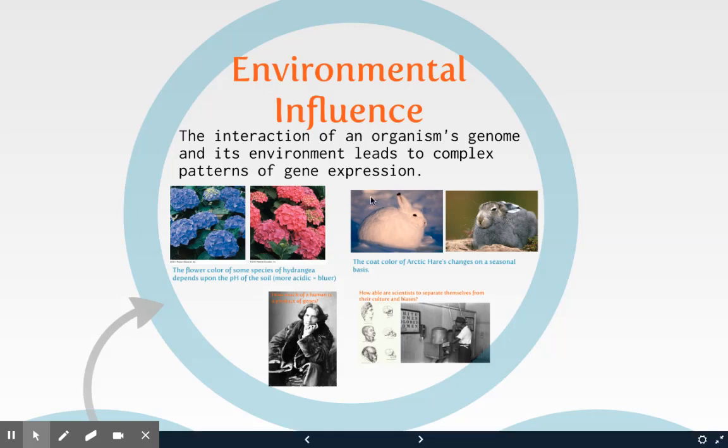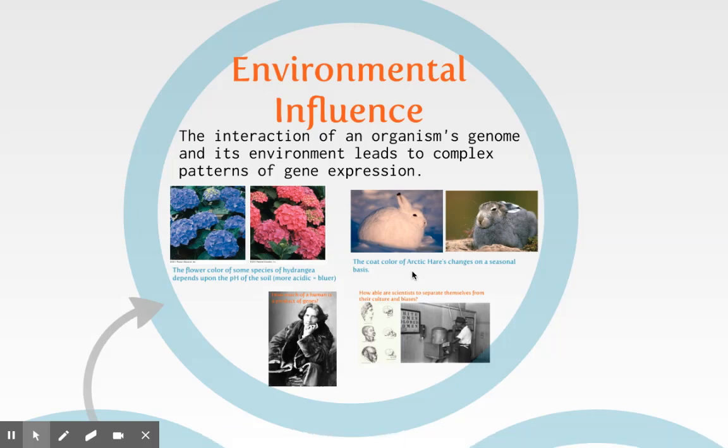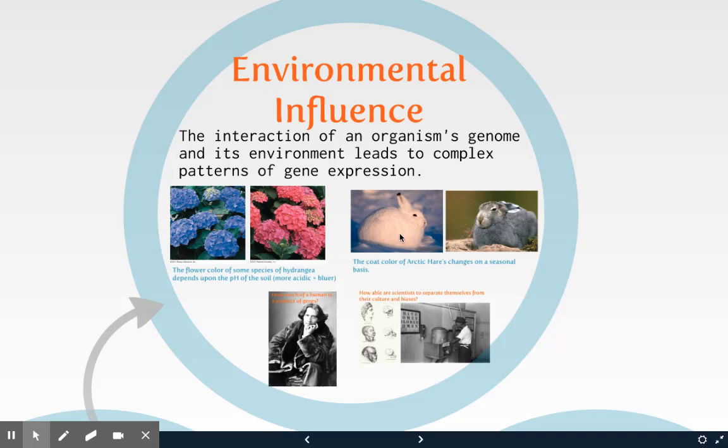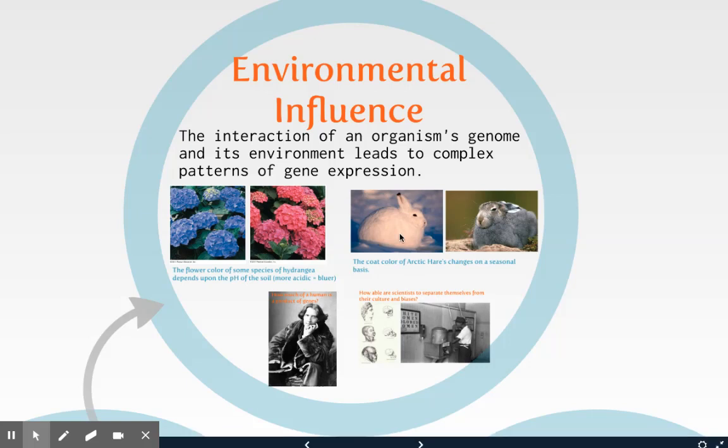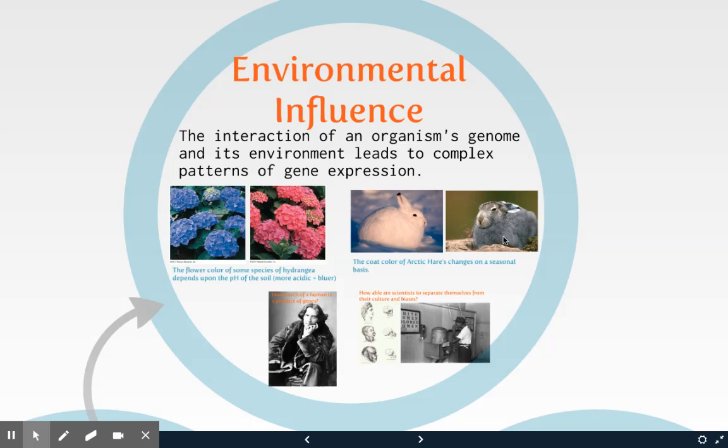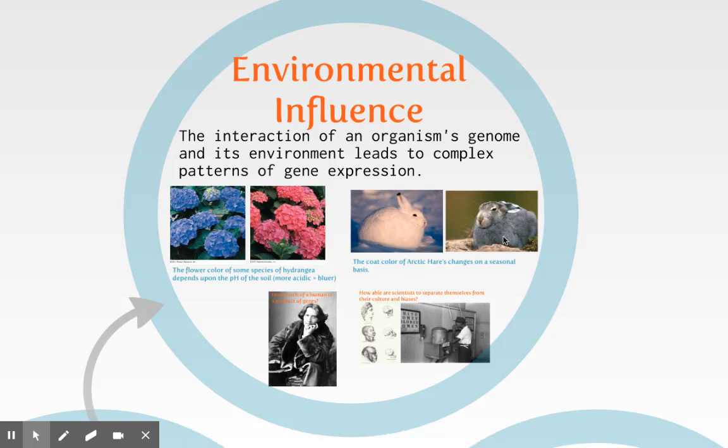There are certain animals that actually change their coat color on a seasonal basis, and this would be due to temperature. As the temperature changes in their environment, it causes certain genes to be turned on and turned off, and then it causes their phenotypes to change. So their genotypes are the same. We're just choosing which allele is expressed instead of both at which time.